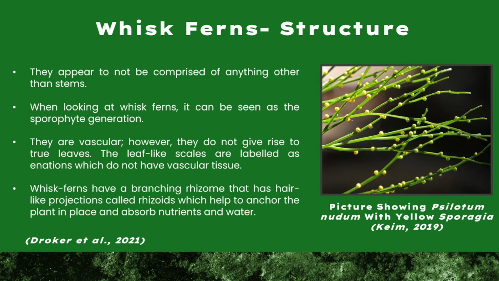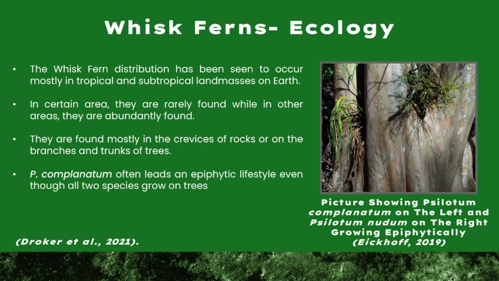Whisk ferns have a branching rhizome that has hair-like projections called rhizoids, which help to anchor the plant in place and absorb nutrients and water. Here we have a picture showing the whisk ferns with yellow sporangia. The whisk fern distribution has been seen to occur mostly in tropical and subtropical landmasses on Earth. In certain areas they are rarely found, while in other areas they are abundantly found. They are found mostly in the crevices of rocks or on the branches and trunks of trees.